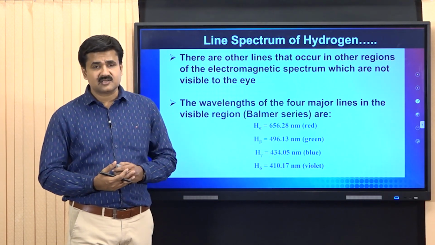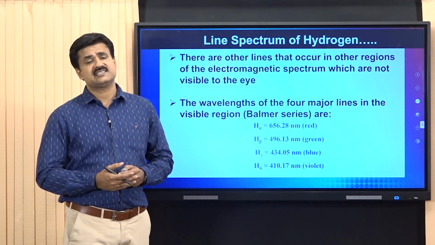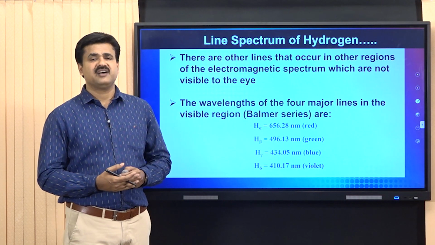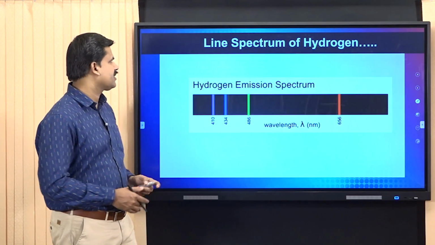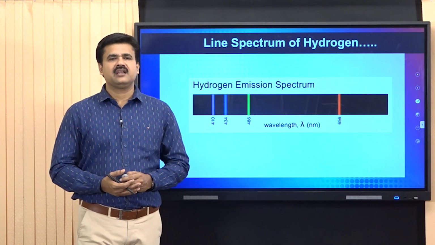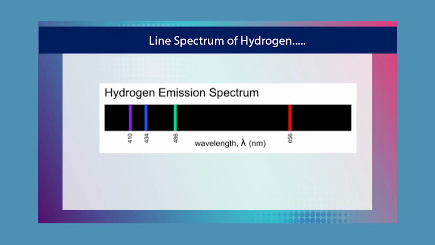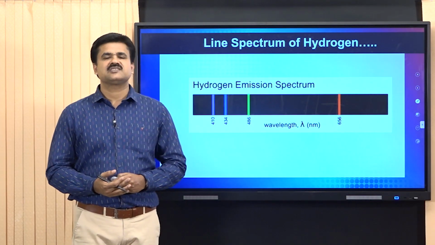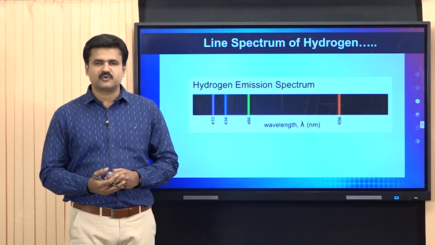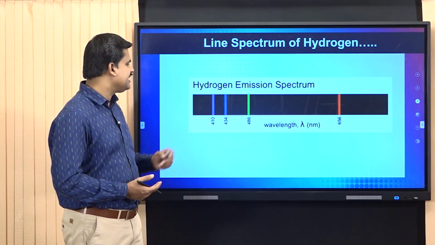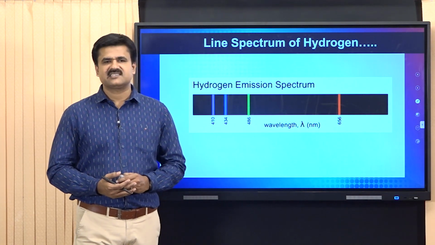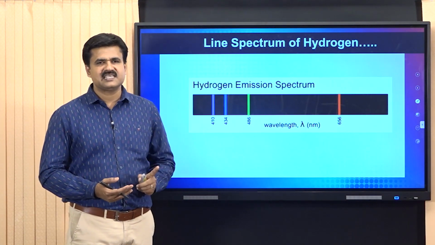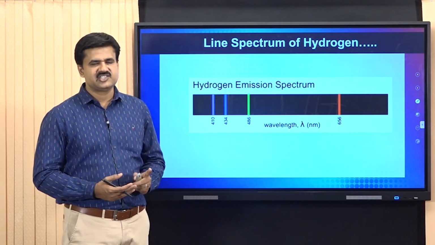There are other series also. We can move on to the details of all the series of the emission spectrum of hydrogen in the coming slides. This is the pictorial representation of the emission spectrum of hydrogen, where you can see the presence of 4 distinct lines. Red emission corresponds to H alpha, green emission corresponds to H beta, blue emission corresponds to H gamma, and finally violet emission corresponds to H delta, all in the Balmer series, especially in the visible region.